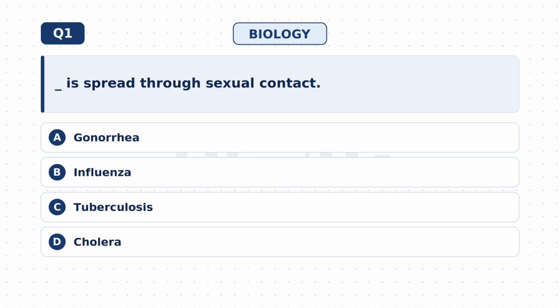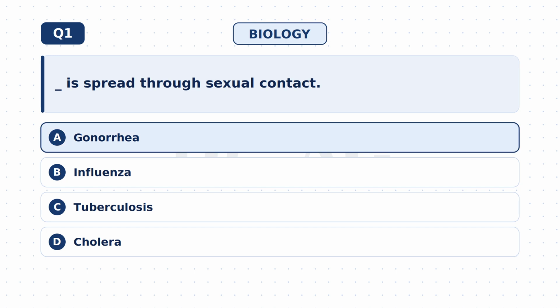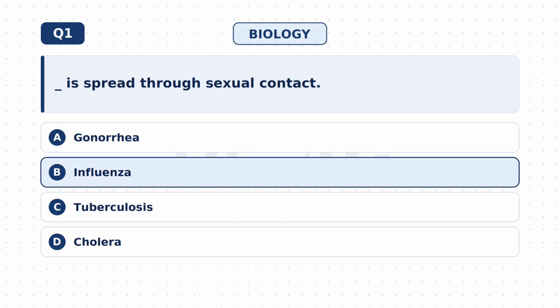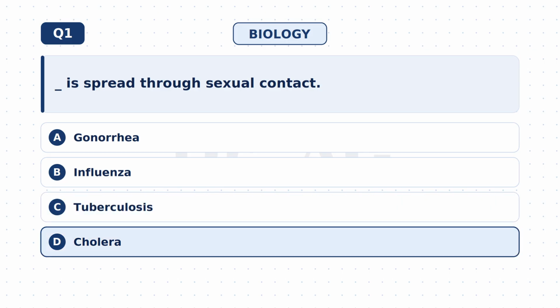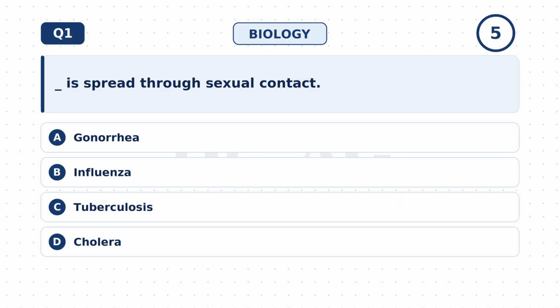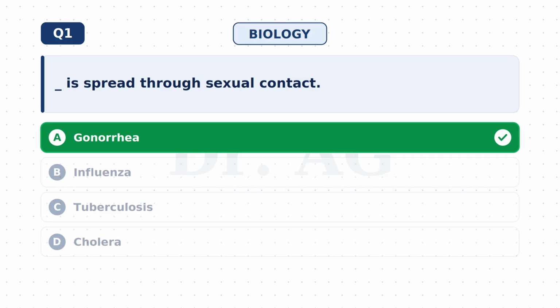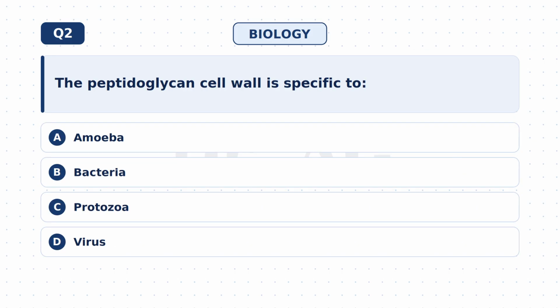Blank is spread through sexual contact. Option A. Gonorrhea. Option B. Influenza. Option C. Tuberculosis. Option D. Cholera. The correct answer is A. Gonorrhea.